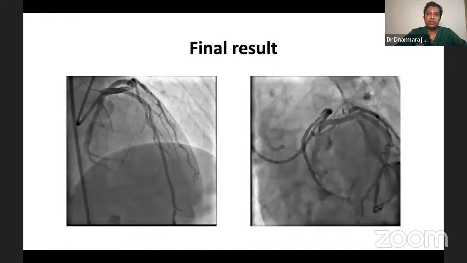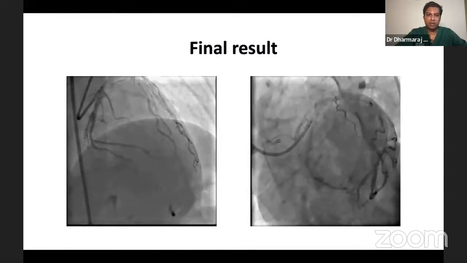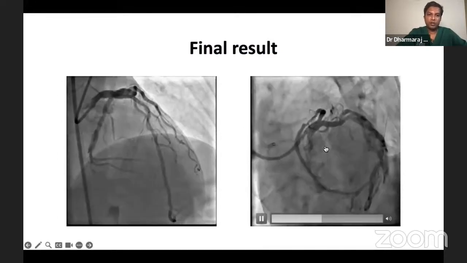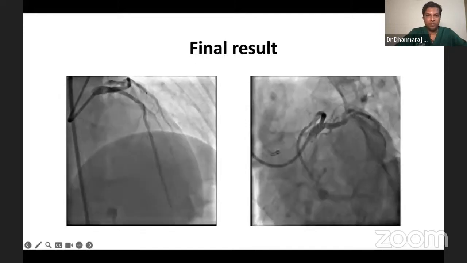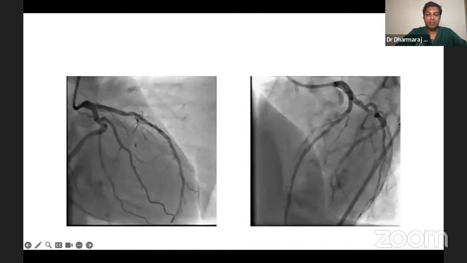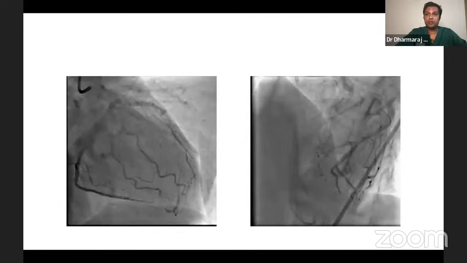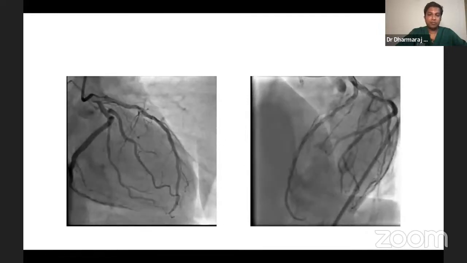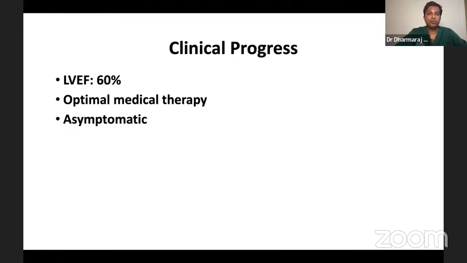And this is the final result after we've done the DCB. And it's quite good. And you can see the myocardial bridging happily squeezing away. And this is the other view, and the results were good. So we left it at that. So this patient's EF 2 weeks ago has improved to 60%, and he's on optimal medical therapy and remains asymptomatic and has not had any admission since.